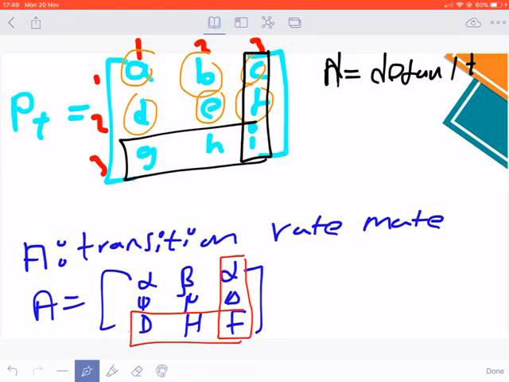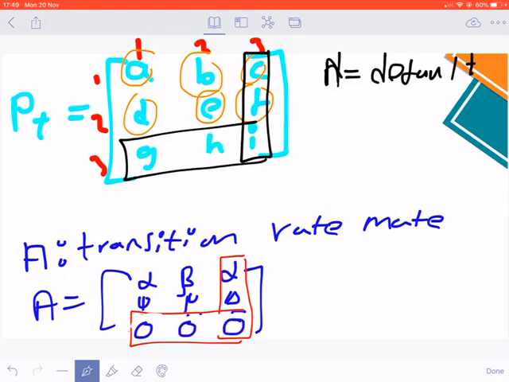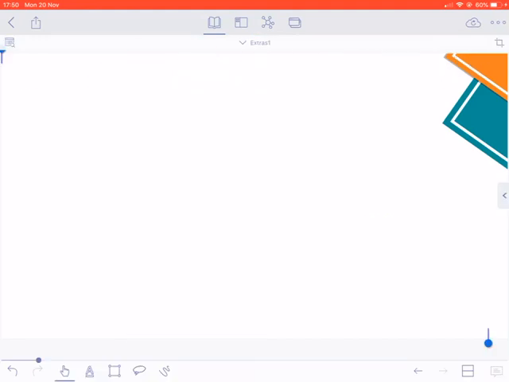And down here, you are not going to have entries, because if an asset or a company defaults, it will remain in the default state. And then over here on the diagonal, on the credit states, your diagonals are going to be negative, because that is the rate at which you are going to leave that state. So the rate at which you stay in the state is going to be the same as the rate at which you move to the other states, including the default state.